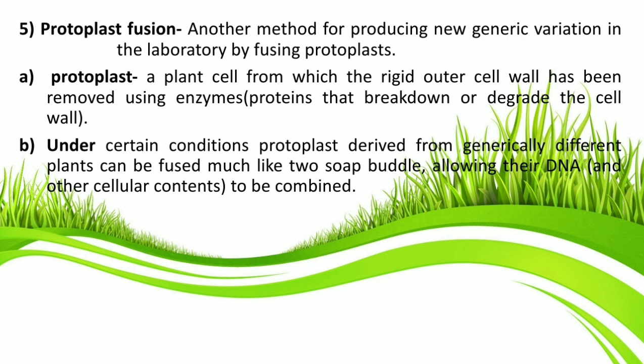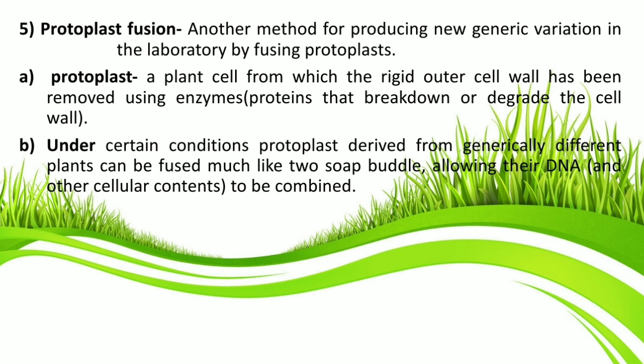So next we have protoplast fusion. Another method of producing new genetic variation in the laboratory by fusing protoplasts. So we have two types. So first is protoplast. A protoplast is a plant cell from which the cell wall has been removed using enzymes or proteins that break down or degrade the cell wall.